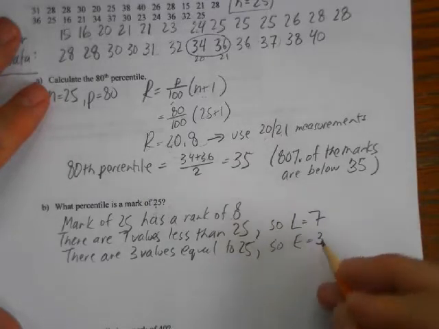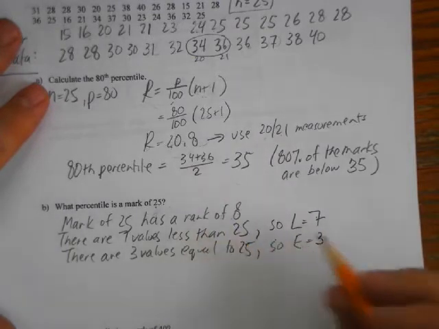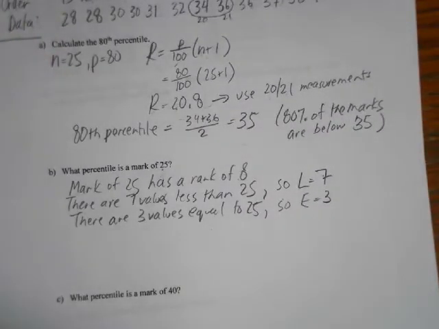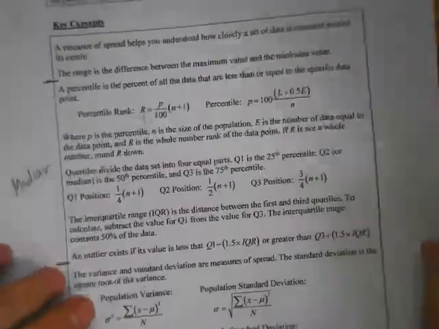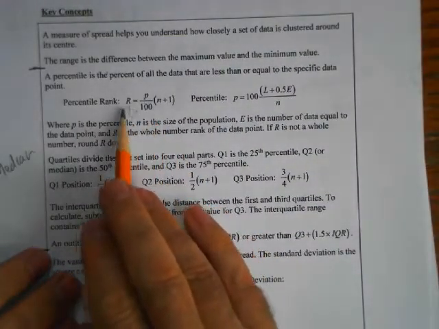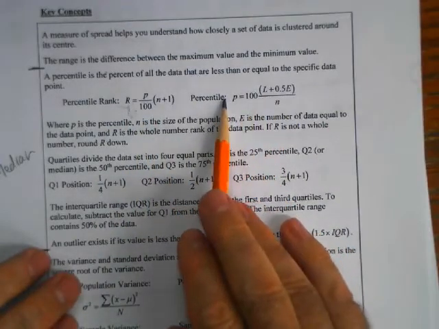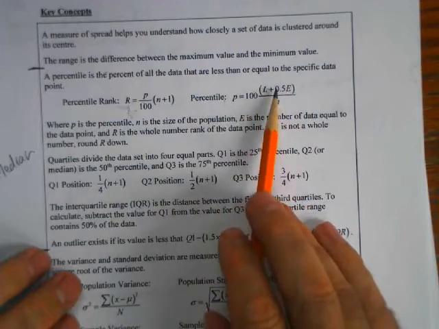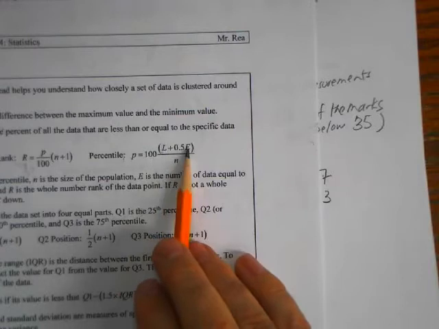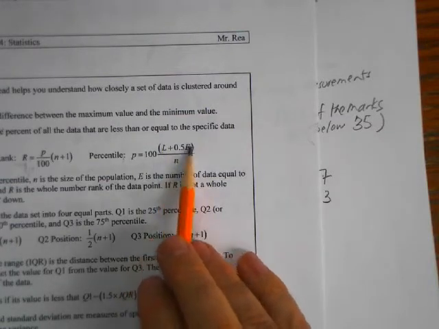E equals 3. That's the number of duplicates. L is the number of entries less than what we're looking for. And now we can go ahead and use our formula, which we will find back on the second page. We've already used this one to find the rank of a percentile, and this way we're going backwards. We want to find the percentile of a specific mark. So this is the formula here, and you notice we've got our capital L, our capital E, and a little n. The little n is the 25, and the L and the E we just wrote.